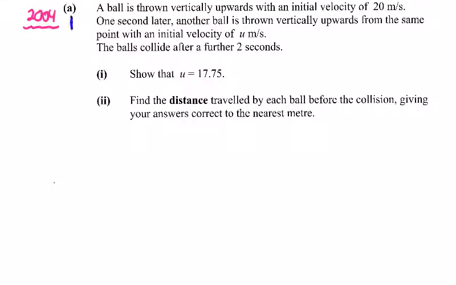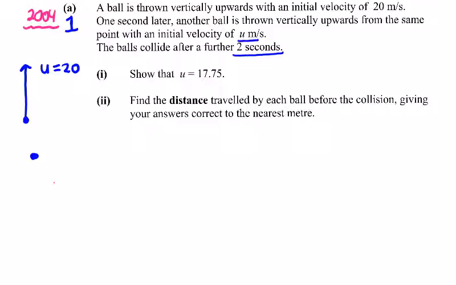2004, question 1a. The ball is thrown vertically upwards with initial velocity 20. So let's say the ball is going up like this. u is equal to 20. And 1 second later, another ball is thrown from the same point, call this the point, with a velocity of u. And the balls collide after a further 2 seconds.